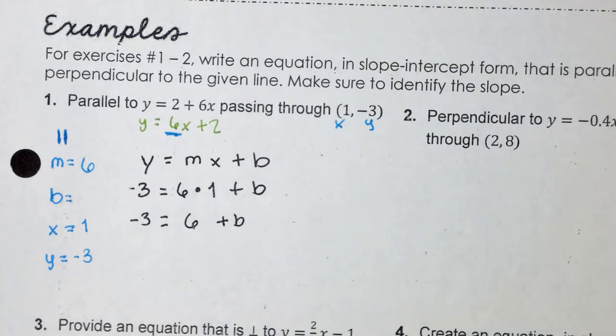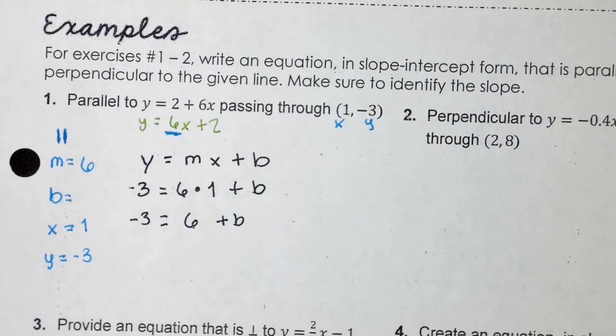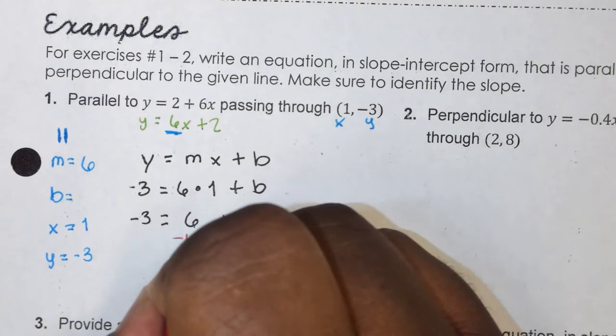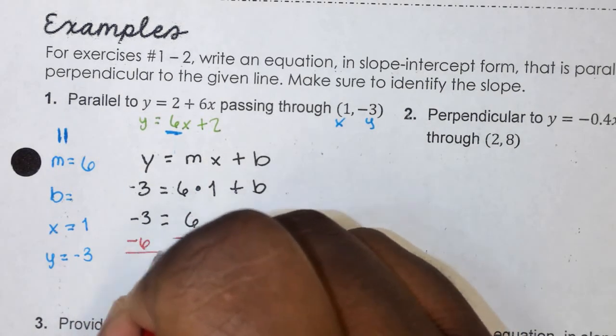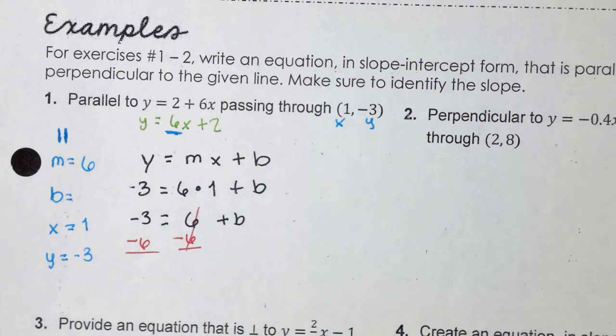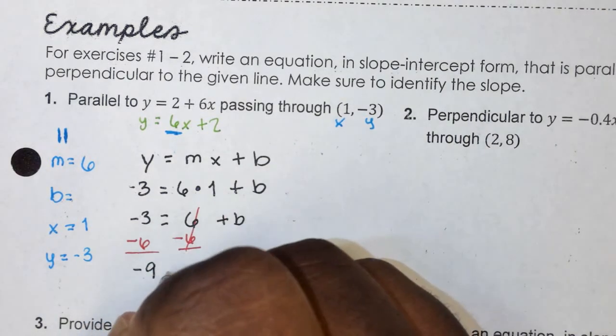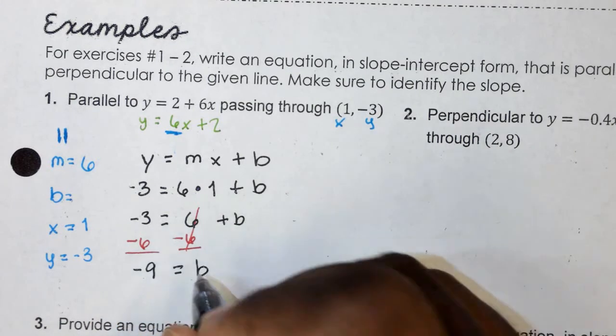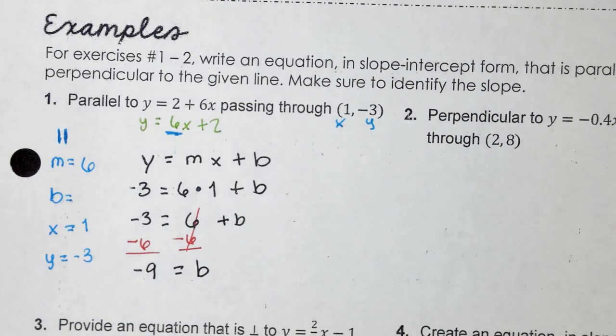Then after that, I need to subtract 6 here, subtract 6 here, cancels. -9 equals b. So now I know what b equals.